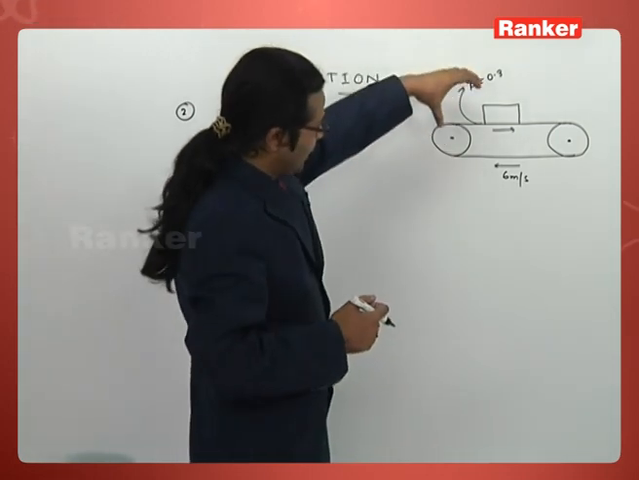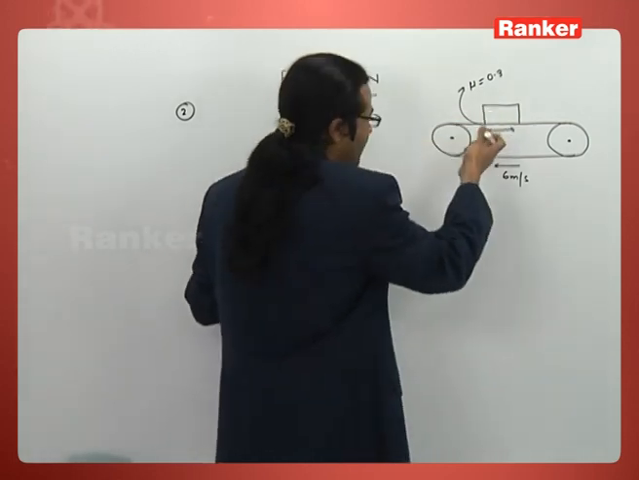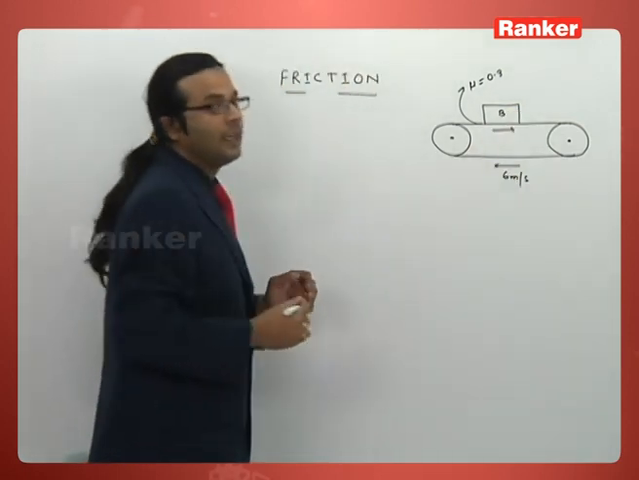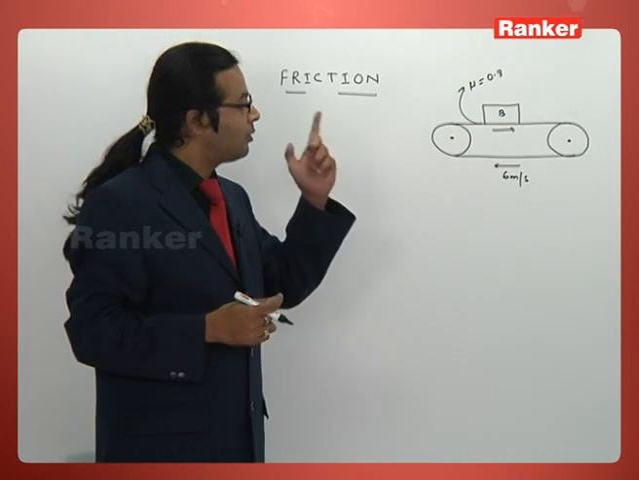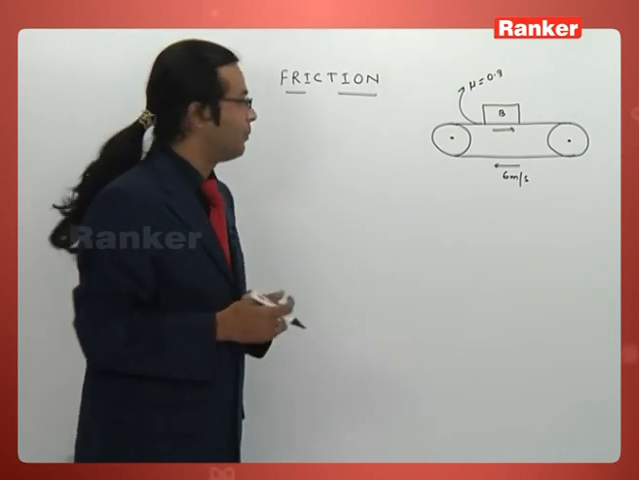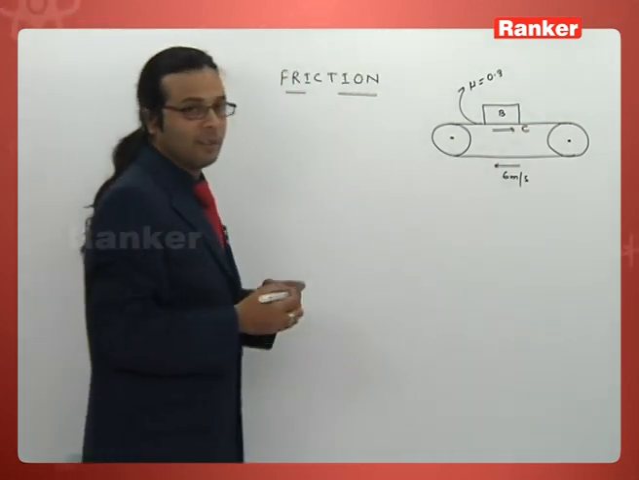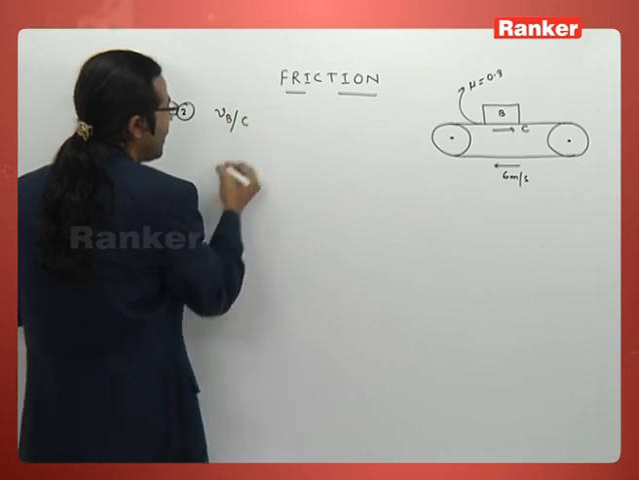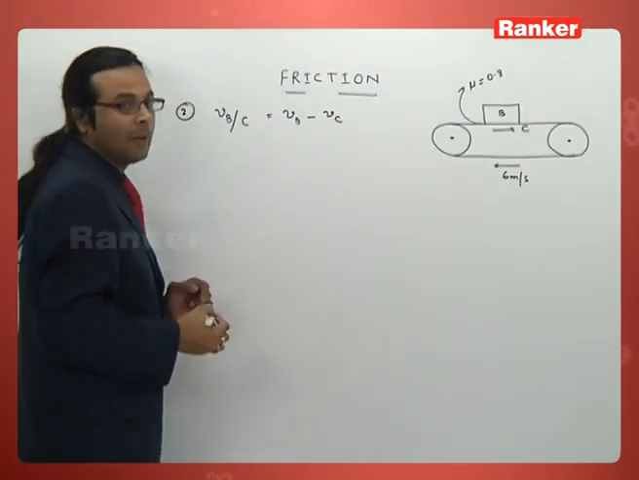Now the block is just dropped on it. So let us take this. Always I said, when I want to find out the direction of frictional force acting on the block, I should always take the relative motion. So let us say conveyor belt, I am showing it to be C. So velocity of block with respect to conveyor belt is equal to velocity of block minus velocity of conveyor belt.